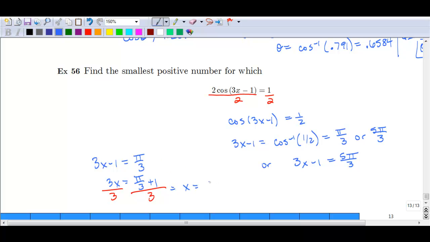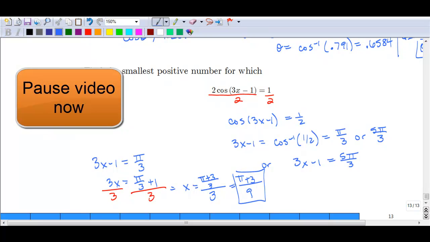And we end up with x is equal to pi over 3 plus 1, all over 3. If we want to combine this into one fraction, we end up with pi plus 3 over 3 over 3, or if you simplify that, pi plus 3 over 9. So this is one of our answers.